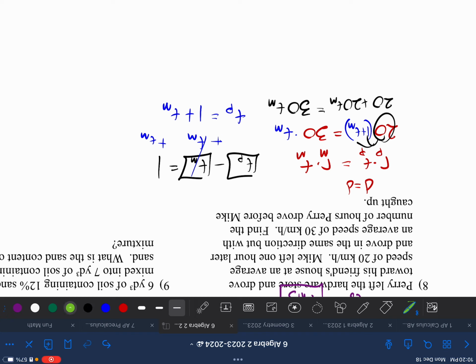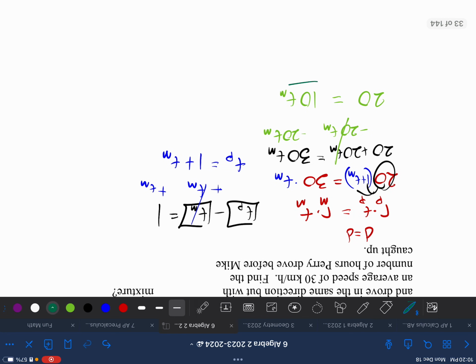And let's go ahead and subtract. Minus 20 time for Mike, minus 20 time for Mike. You're gone, and we now have 20 is equal to 10 time for Mike. And if I just divide both sides by 10, we get time for Mike is equal to 2.